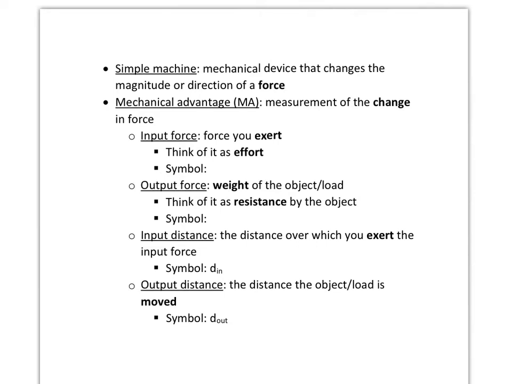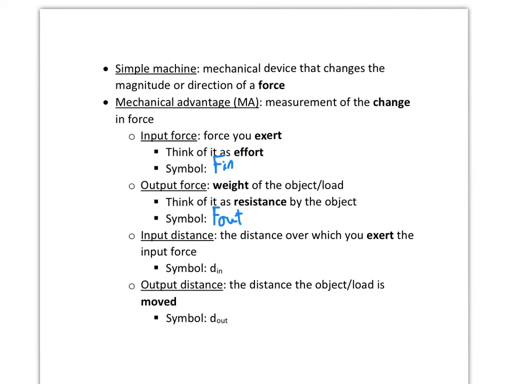The first is input force, and that's the amount of force you're exerting on the object. So that's how much effort you're putting into the machine, essentially, you as the user. The symbol for input force is a capital F with a subscript I-N for input. Output force, we're going to keep it simple. It's just the weight of the object or the load on the machine. So you can think of it as the resistance by the object, and we're going to call that F out, O-U-T.